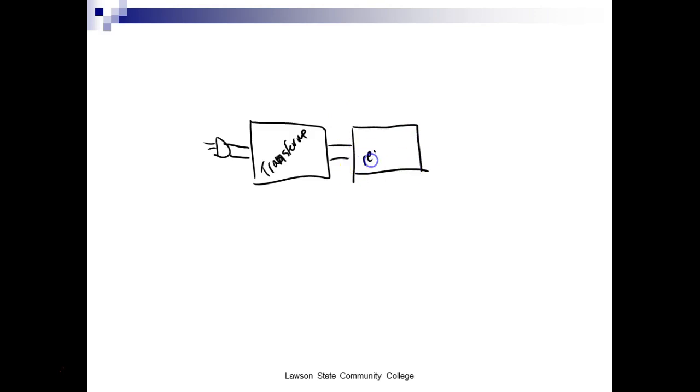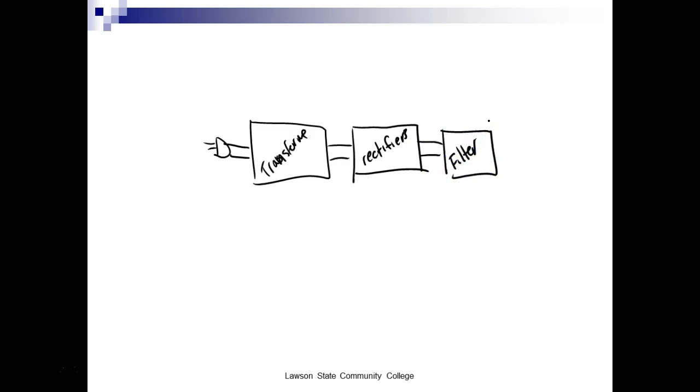Then we added our rectifiers. I'm still working on the power supply. Now we don't have an AC power supply anymore. We got a DC power supply, but it's pulsating, right? You understand? Then what did we add? We added a filter.